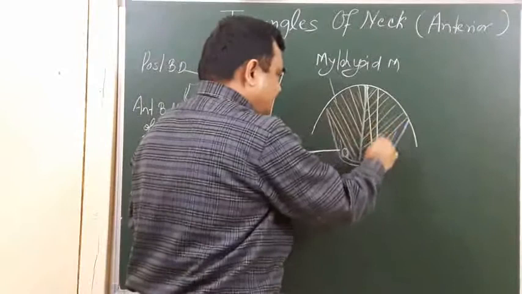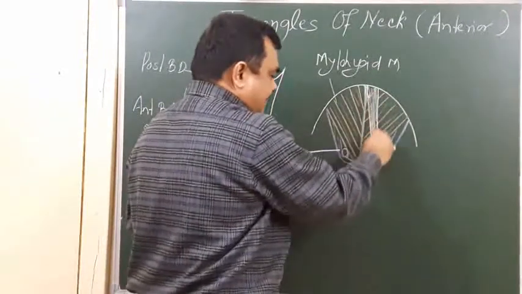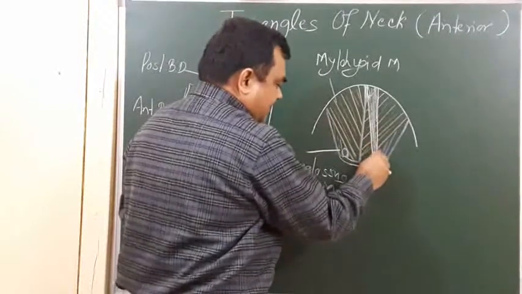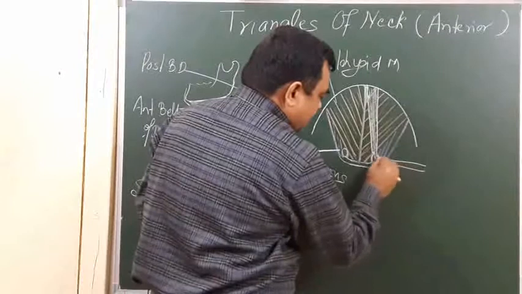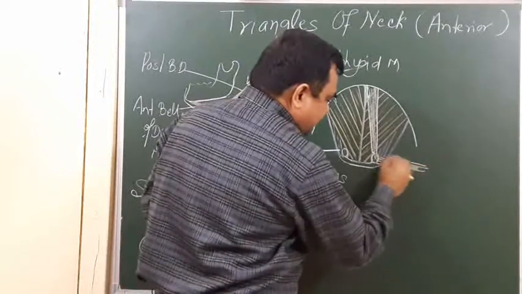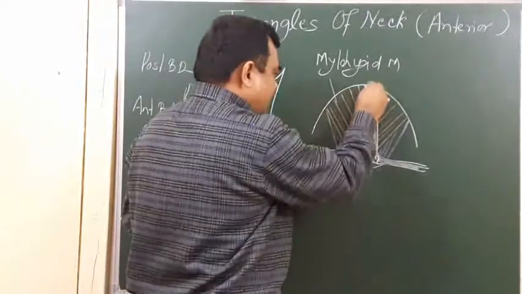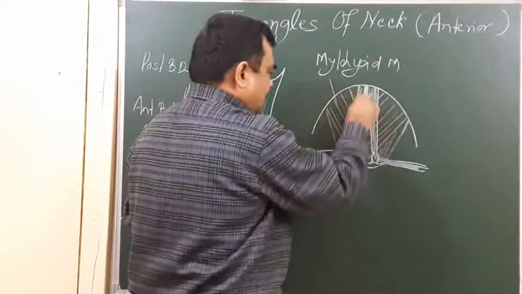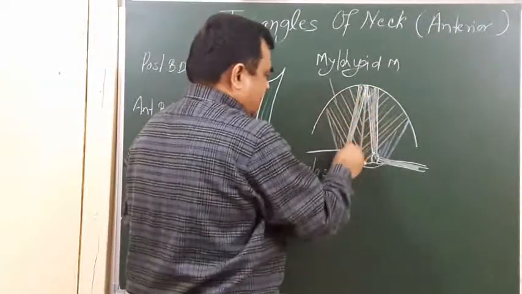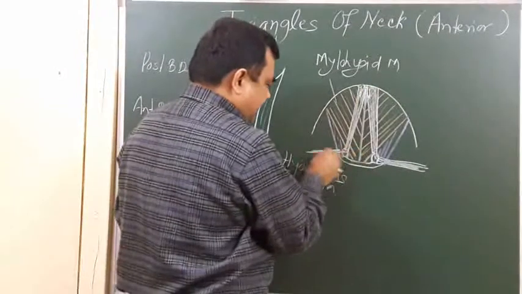This muscle is the anterior belly of the digastric muscle. Here it turns through this fibrous pulley. This is the posterior belly of the digastric. So here is the anterior belly of the digastric, and here is the posterior belly of the digastric.